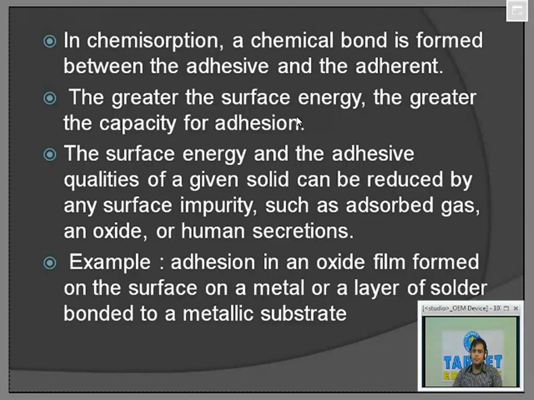So in chemisorption, a chemical bond is formed between the adhesive and the adherent, and greater the surface energy, greater is the capacity for adhesion. Example, adhesion in an oxide film formed on the surface of a metal or a layer of solder bonded to a metallic substrate. So whenever there is a chemical bond formed between the adhesive and the adherent, it is called chemisorption. I'll move on to the next question.